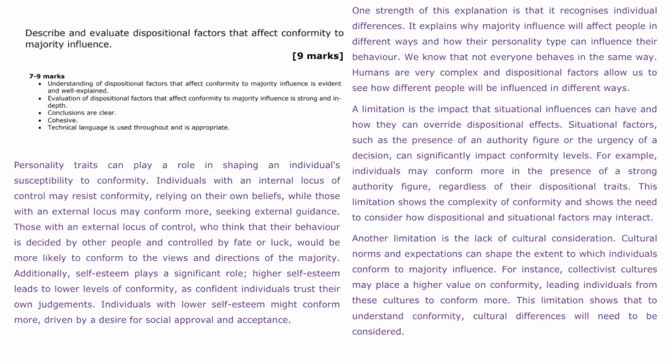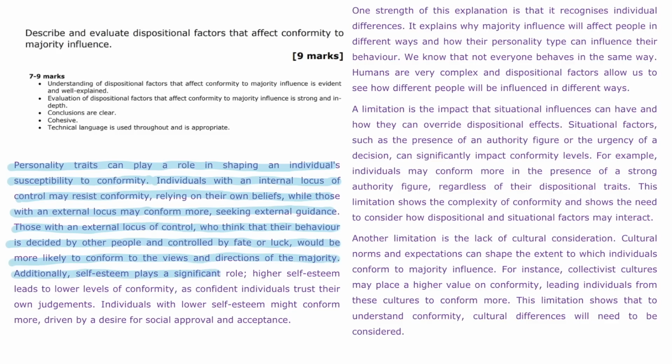Let's take a look at this sample answer now. AO1 knowledge material will be highlighted in blue and AO3 evaluation material will be highlighted in pink. Personality traits can play a role in shaping an individual's susceptibility to conformity. Individuals with an internal locus of control may resist conformity, relying on their own beliefs, while those with an external locus may conform more, seeking external guidance. Those with an external locus of control, who think that their behaviour is decided by other people and controlled by fate or luck, could be more likely to conform to the views and directions of the majority.